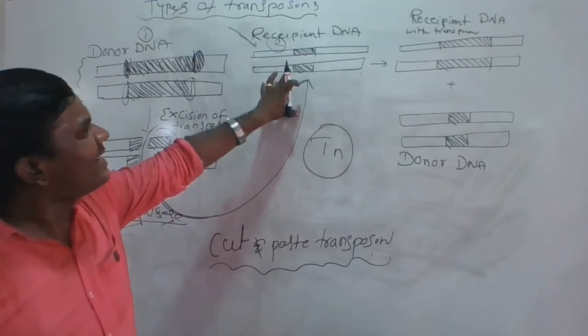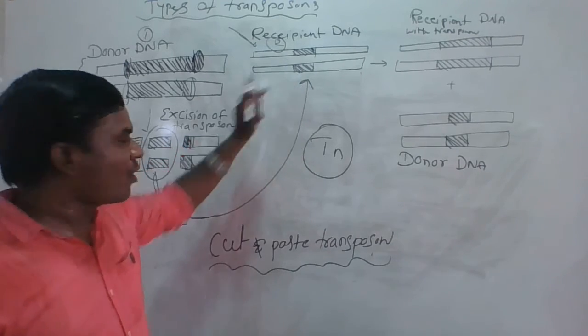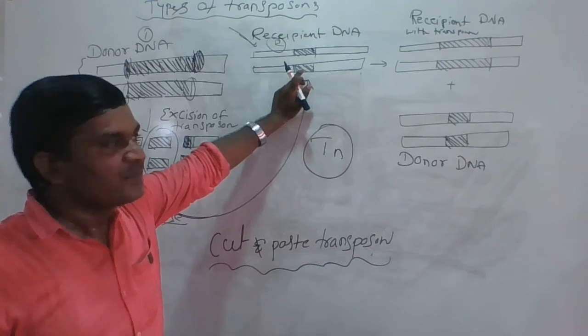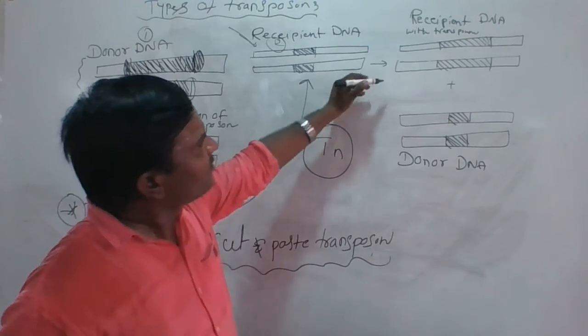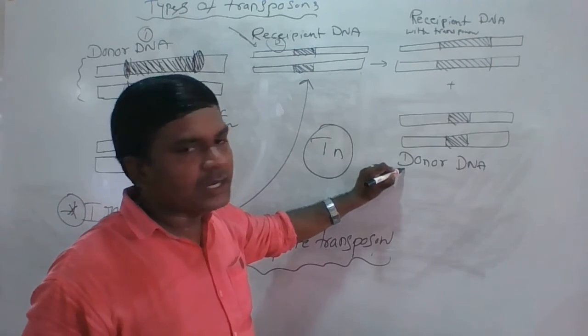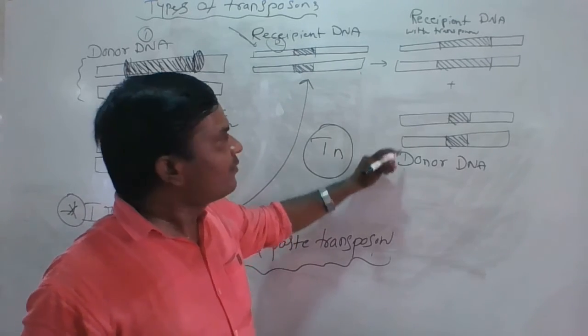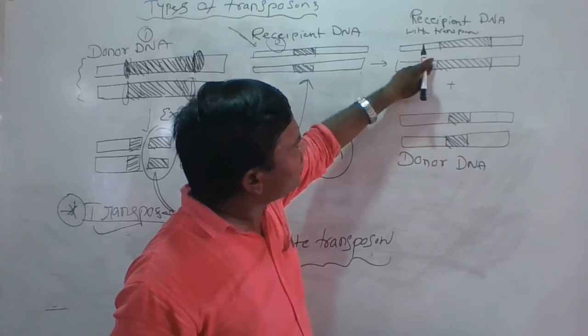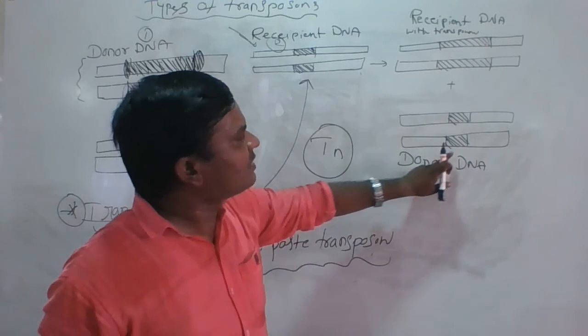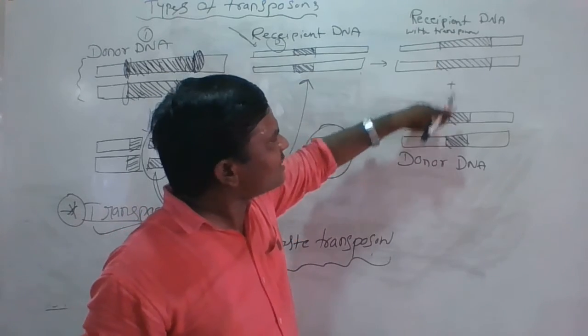So here finally there is an attachment of the excised transposons in the recipient DNA. Now the final products, if you see, this is the recipient DNA with the transposons and this is the donor part of the DNA. If you see the structure and length of these two, the recipient DNA with transposons and the donor DNA, there is a variation in the size.